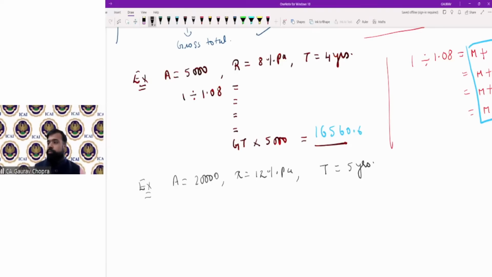72,095.5. Yes. So many people have given the answer. 1 divided by 1.12, press equal to for 5 times. Then GT multiply by 20,000 and you get 720955. So this is the answer. So in case अगर किसी के कैलकुलेटर में ट्रिक काम नहीं कर रही है, it is better to change the calculator now. अभी change कर ले तो बहुत better रहेगा.